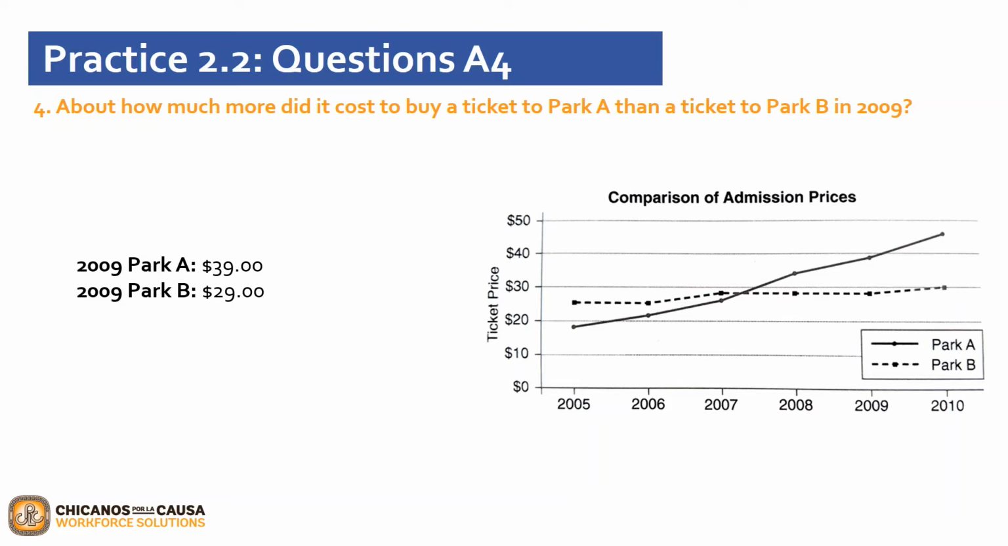So we want to determine how much pricier it was to attend Park A than Park B, or the ticket cost. So we're going to subtract those two. We're going to take $39 minus $29, which gives us a difference and a final answer of $10. So it costs $10 more to buy a ticket to Park A than a ticket to Park B.